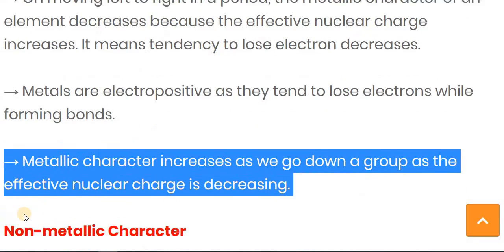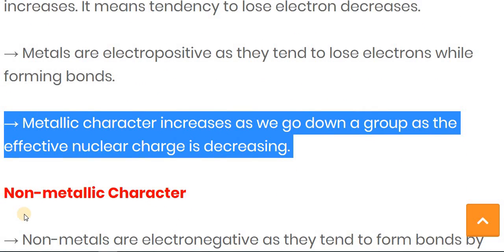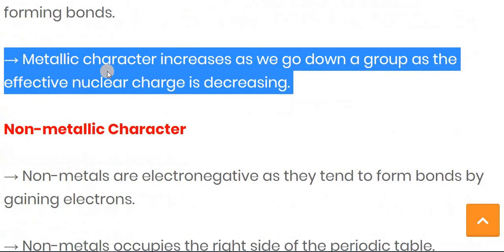And in the group case, if we move from up to downward direction, then the atomic size increases. Due to the increase of atomic size, the attraction force of the nucleus will decrease, and due to that the element can easily lose its electron. It means the tendency of losing electrons, that is the metallic character, increases. So we can say that the metallic character increases as we go down a group, as the effective nuclear charge is decreasing. In the next video we will see the non-metallic character. Thank you.